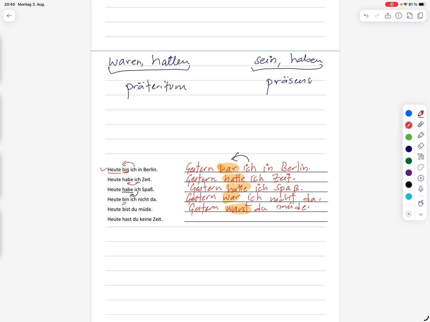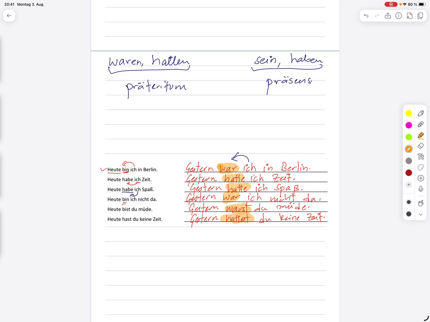And the last one, "Heute hast du keine Zeit." Today you have no time. So we can say gestern, yesterday you had no time. "Gestern hattest," hatten we conjugated for du, "keine Zeit." So that's how we will do it.